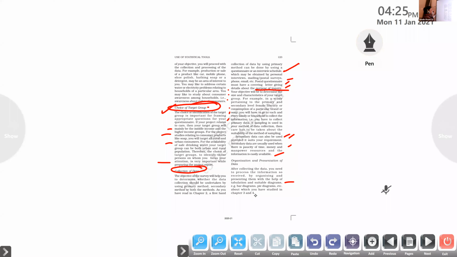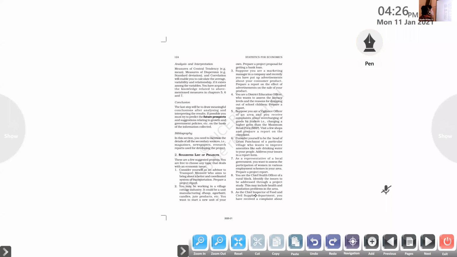Next one, analyzing and interpretation of the data. Once we prepare these diagrams and tables, we are able to interpret and analyze it. For that, we will use different methods. What are they? Measures of central tendency, measures of dispersion, standard deviation, correlation, right? Like that, various methods we will use to differentiate the data or find out the similarities of the data.